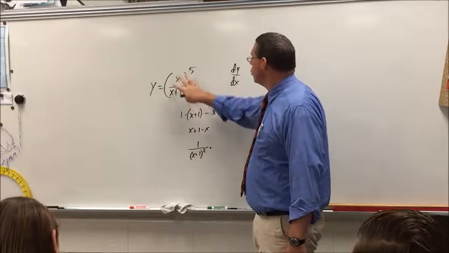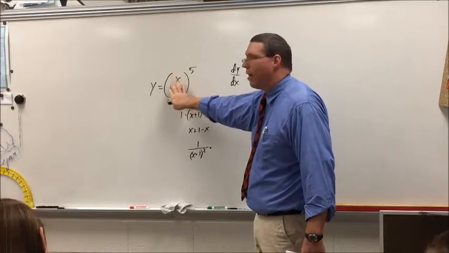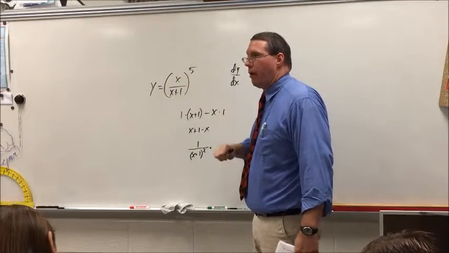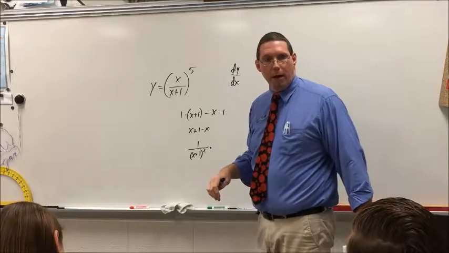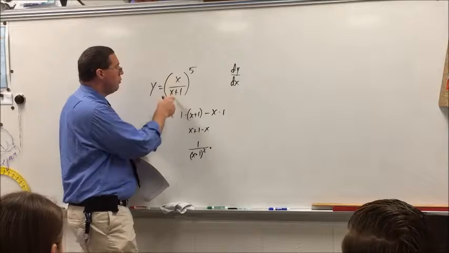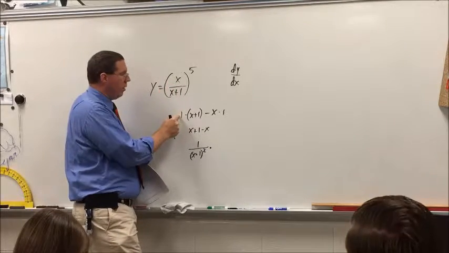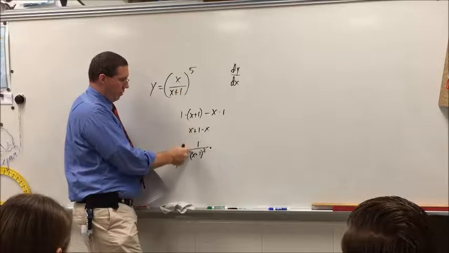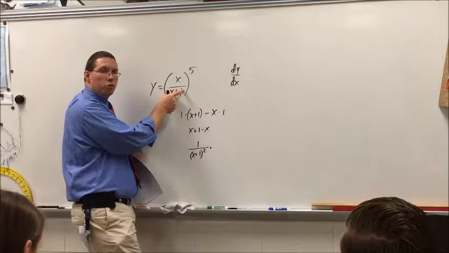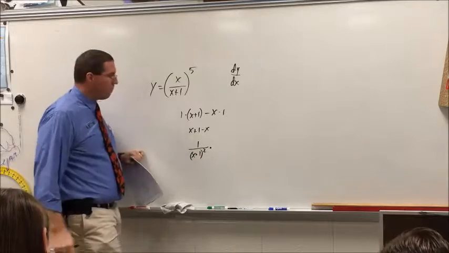Times, now, to do the derivative of the outside, pretend this is just an x. It's x to the 5th power. What's the derivative of x to the 5th power? Where did 1 over x plus 1 come from? So when we do the derivative of the inside, the quotient rule, derivative of the top is 1, and the last part of the quotient rule is over the bottom squared. That's right.